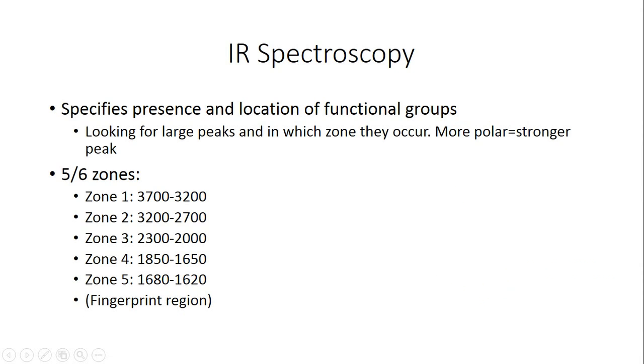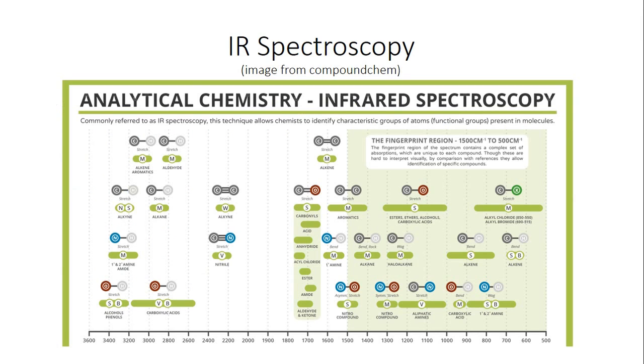Next, we're going to analyze IR spectroscopy. The point of this is to specify the presence and location of functional groups in a compound. So here we're looking for large peaks and in which zone they occur. The more polar, the stronger the peak. So there's 5 to 6 zones depending on what you're analyzing. The first 5 zones are always analyzed. Sometimes a fingerprint region is used, but for this video we won't worry about it. So here are the ranges of all the zones.